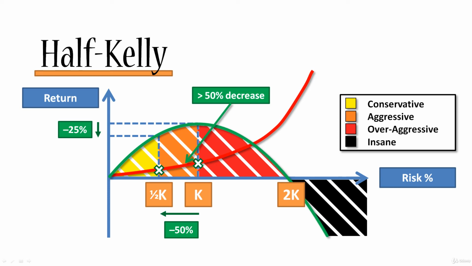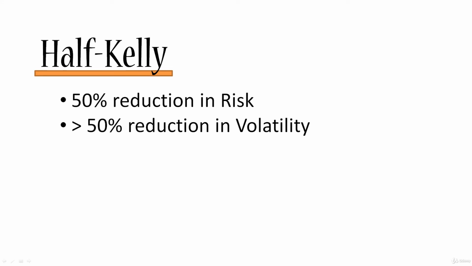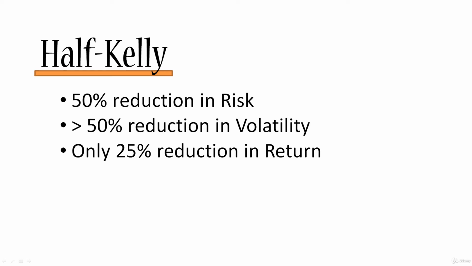So let's just sum all of this up. So we've got half a Kelly. Important features. First of all, it provides a 50% reduction in risk compared to a full Kelly. Also, there's more than 50% reduction in volatility. And finally, for all of this, you only have to pay with a 25% reduction in return. So that's what makes the half Kelly a very special point on Kelly's chart, and that's why a lot of investors actually go for half Kelly rather than the Kelly.